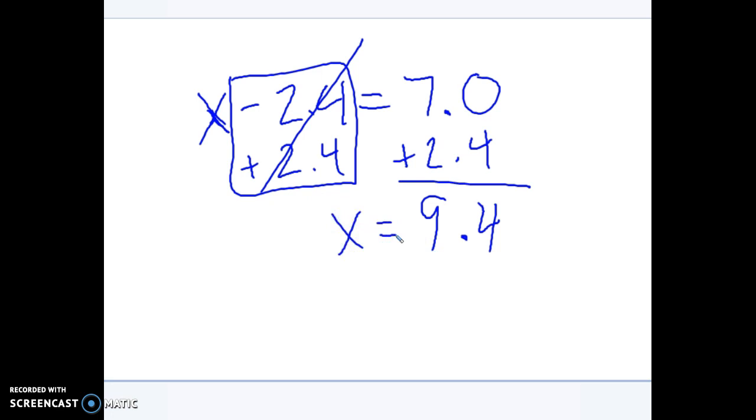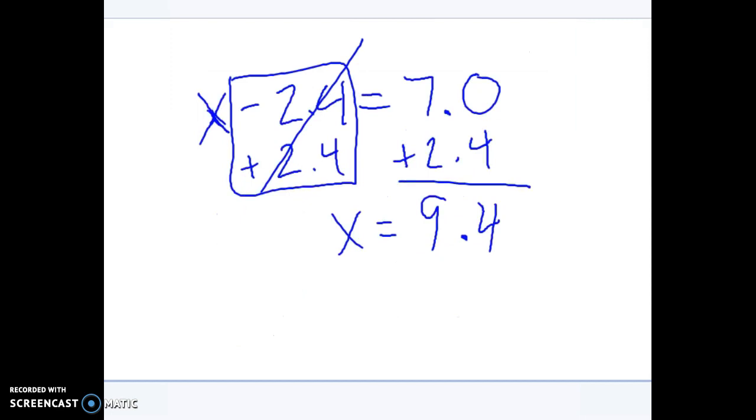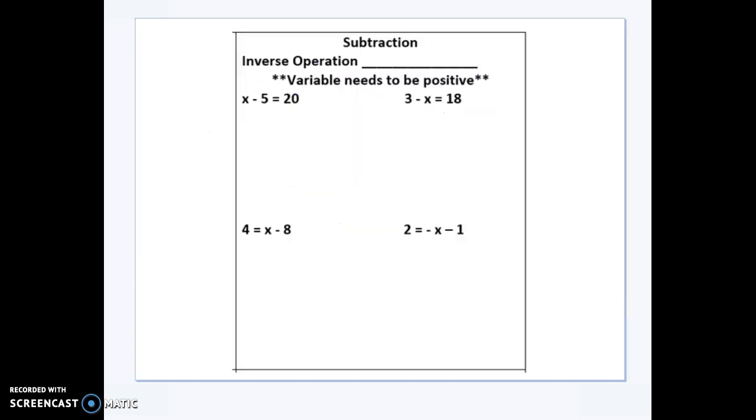Now I know that the notes that we just talked about were addition. So what did we do to solve it? It was subtraction. In this case, it was a subtraction problem. What did we do to solve it? We added. So you can see that the inverse is always the opposite. So the next one that we're going to get into is subtraction. Based on the last problem that I completed, what is the inverse to subtraction? Yes, it is addition. So to undo subtraction, we will have to add.